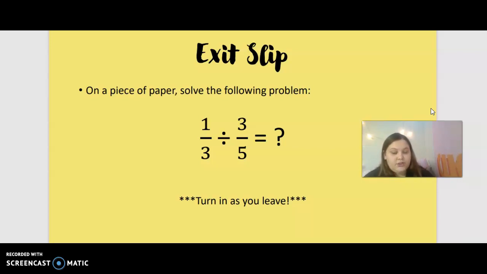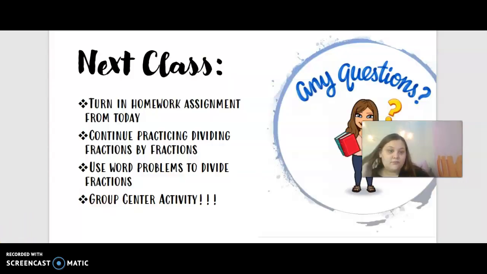What I want you to do is complete this exit slip. You do it on your own piece of paper, so get a piece of paper out, and you're going to need a pencil. You have the last 5 minutes of class to do this. The question is 1/3 divided by 3/5. It should be simple. You're going to turn it in to me at the door as you leave, and you have 5 minutes to do this. So try your best, and go ahead and start.